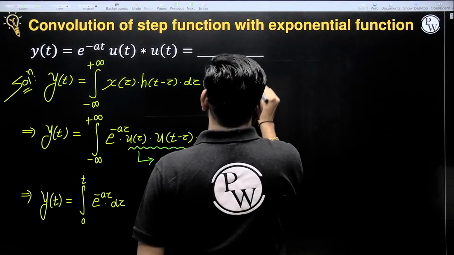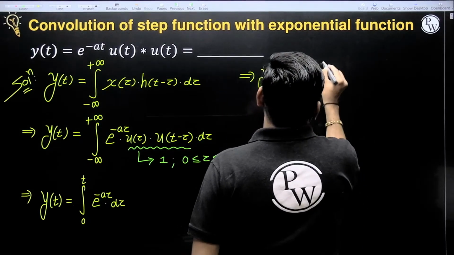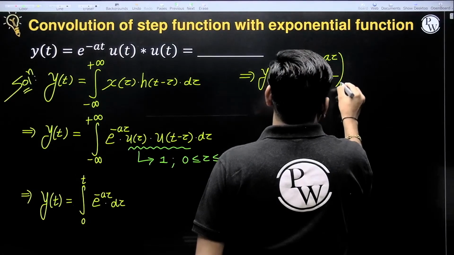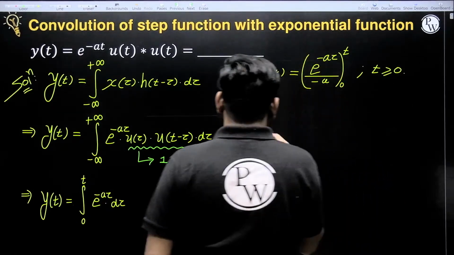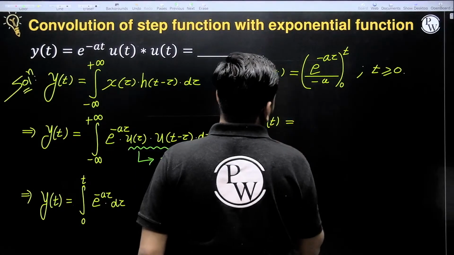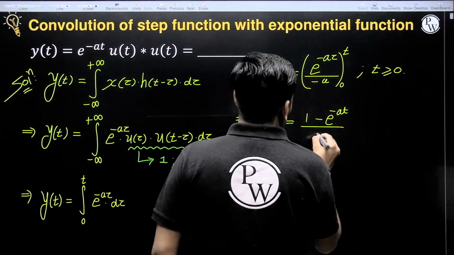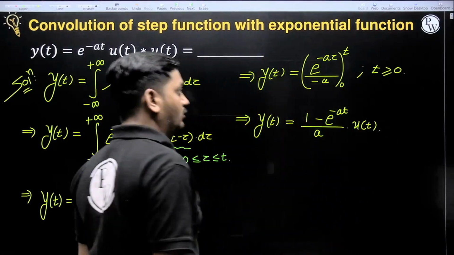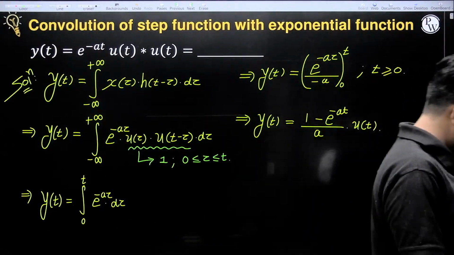So y of t is equal to e to the power minus a tau divided by minus a, evaluated from 0 to t, for t greater than 0. So y of t is 1 minus e to the power minus a t, divided by a, for t greater than 0. That's why u of t. So using analytical method also we got the same answer. Fine.